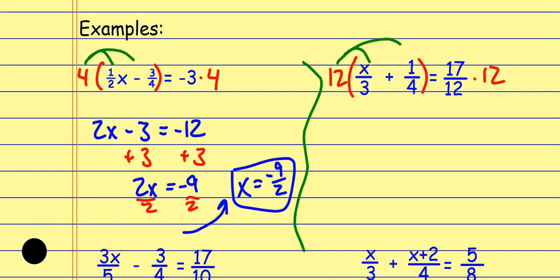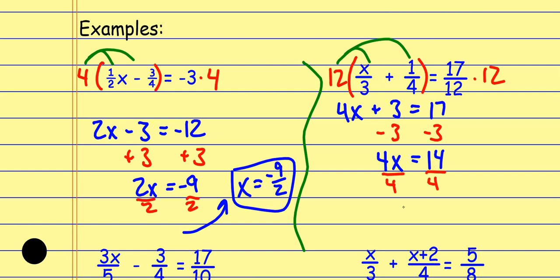So here we go. Distributive property, our good buddy. This is like 12 divided by 3 is a 4, so that's a 4x. 12 divided by 4 is a 3. Over here, 12 divided by 12 is a 1. So then I'm just left with the 17. Okay? And now the guy is much easier to solve than what I started with. I subtract the 3 from each side. And I divide by the 4. And once again, I can leave it as an improper fraction, but make sure it's reduced, not 14 over 4. Rewrite it as 7 over 2. Okay?